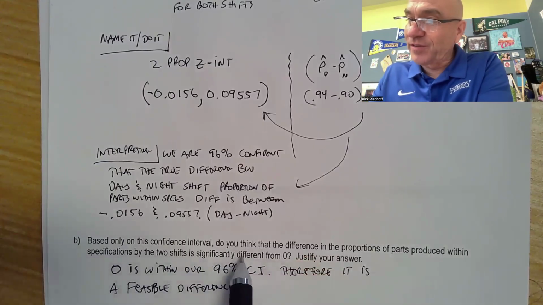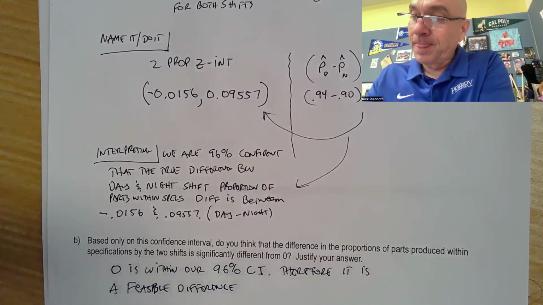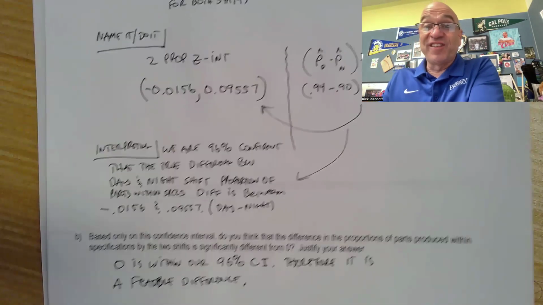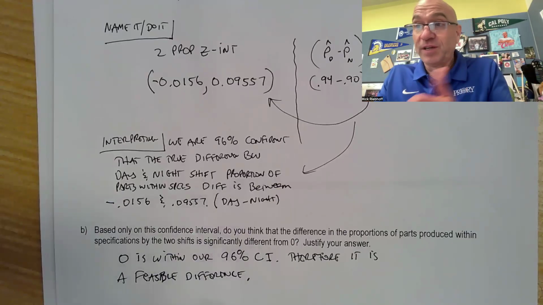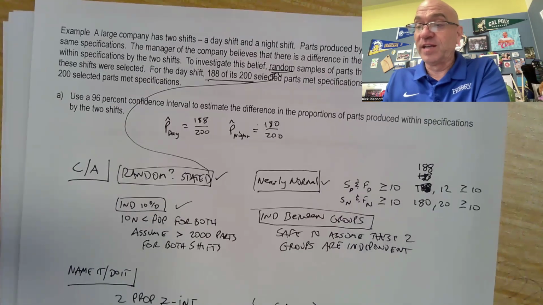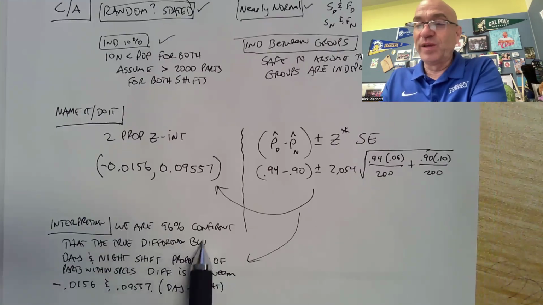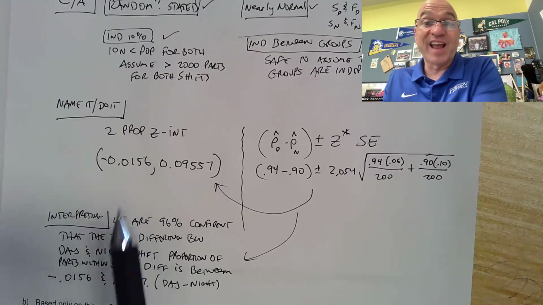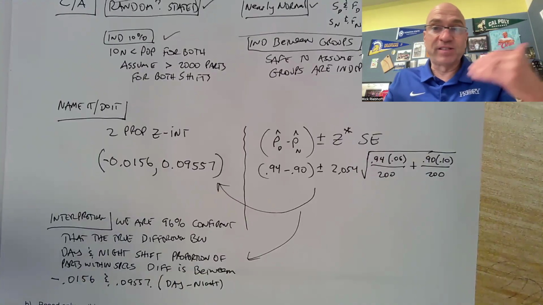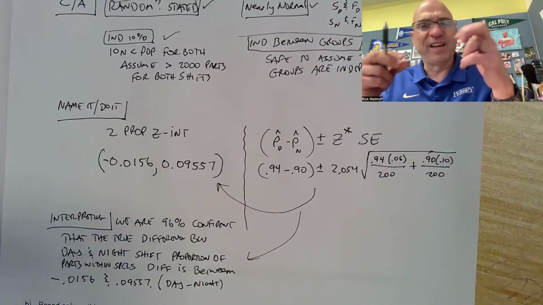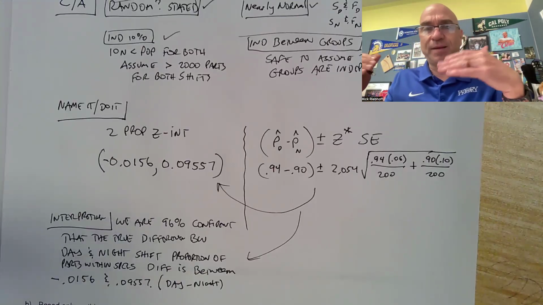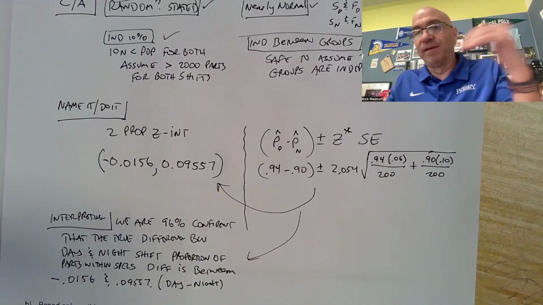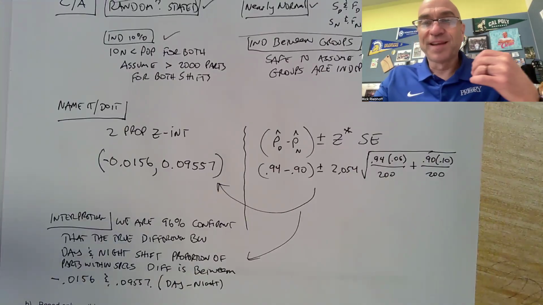So based only on this concept, do you think the difference in proportion of parts within specs is significant? There's not significant evidence of a difference between the two shifts. Even though it was 94% to 90%, it's still within reason that they are producing about the same accuracy level. Again, I use the word accuracy, but they're producing at about the same meet-specs level. Cool, cool. And that's it.